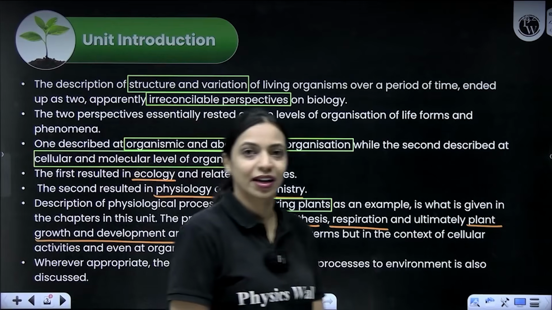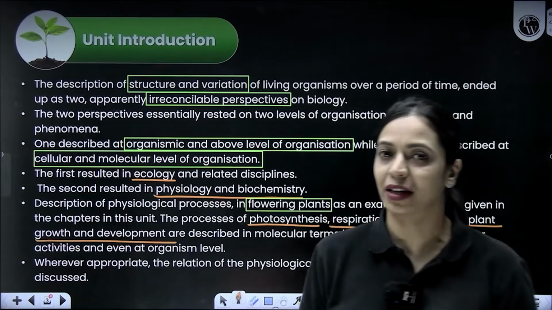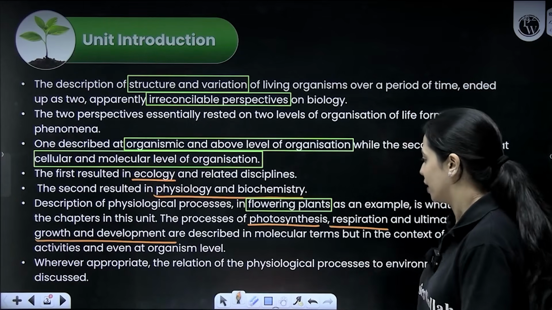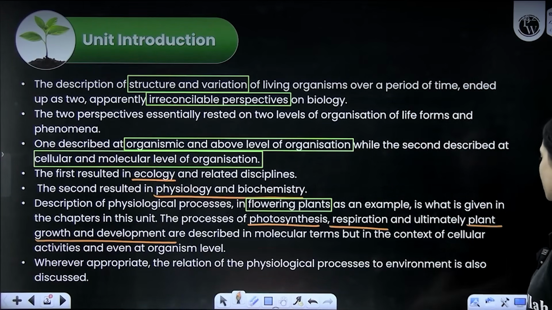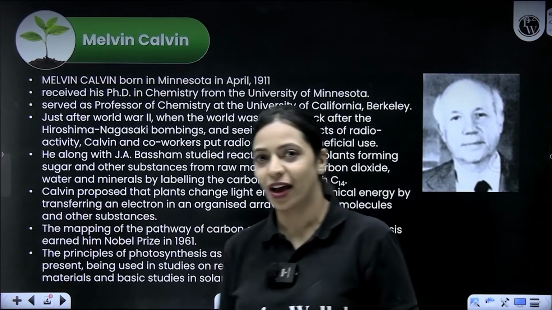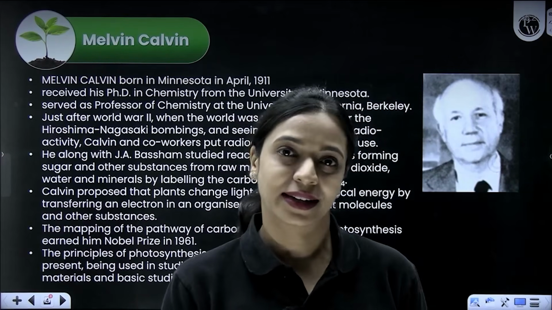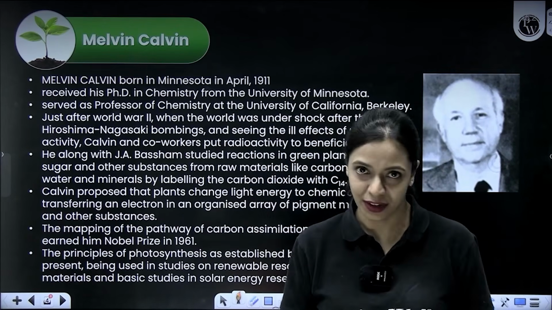Okay, so plant growth and development, you will learn about what are the various factors that regulate the growth and development in plants and all of that. Okay, so these are described in this plant physiology unit. So let's get started. Also, since this is the first chapter in the unit, we have to learn about a scientist. Here we're going to learn about a person called Melvin Calvin.